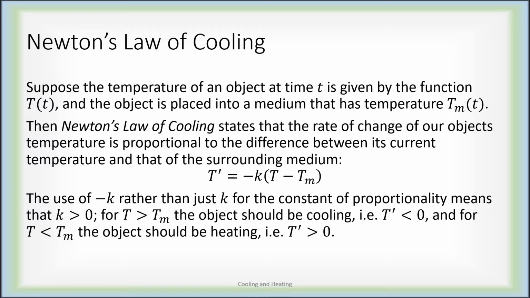So if our object is warmer than the surrounding environment, the derivative of its temperature is negative, it will be cooling. On the other hand, if T is less than T sub m, if our object is cooler than the surrounding environment, then its derivative will be positive, it will be warming up.